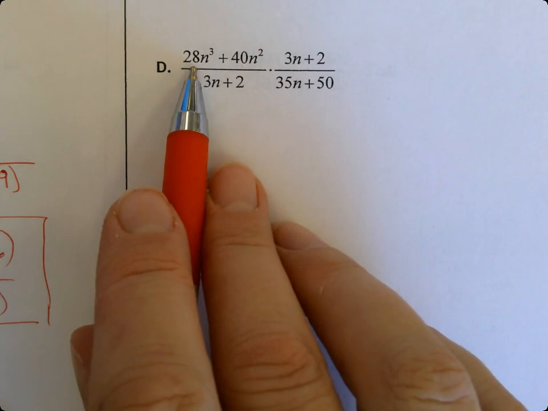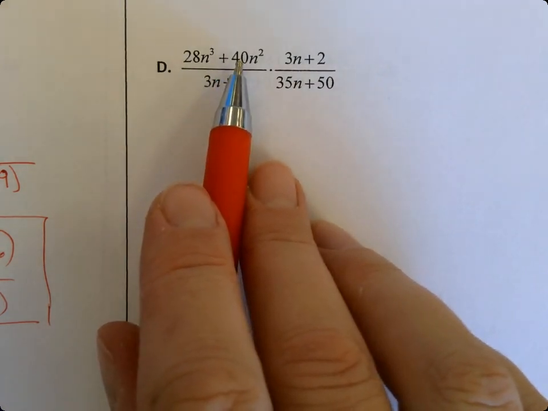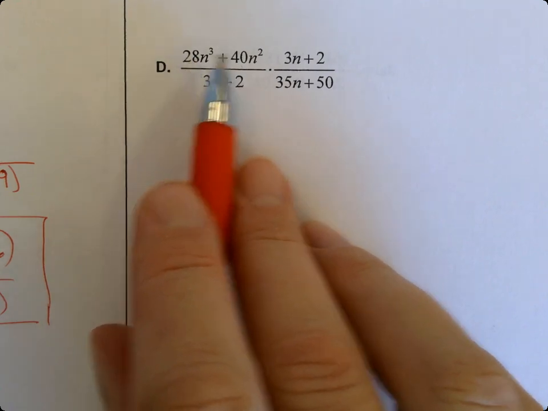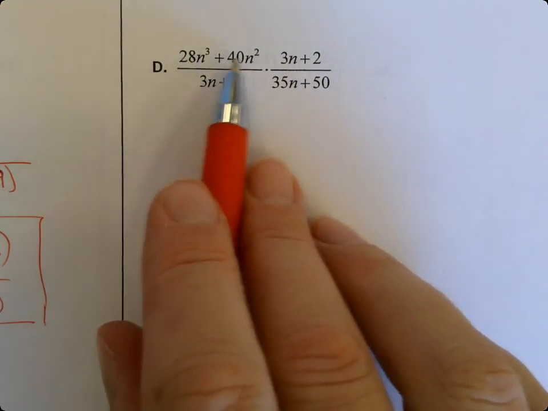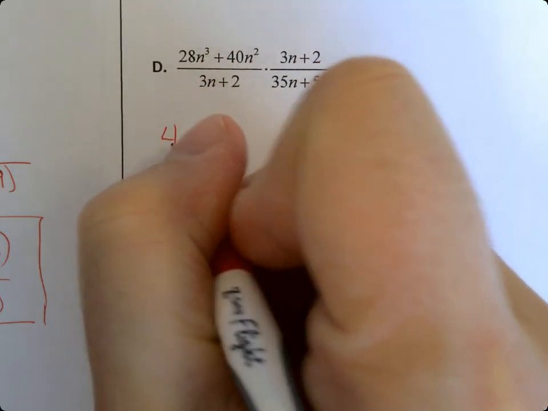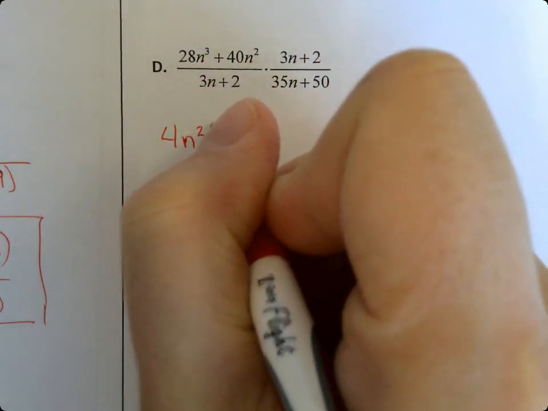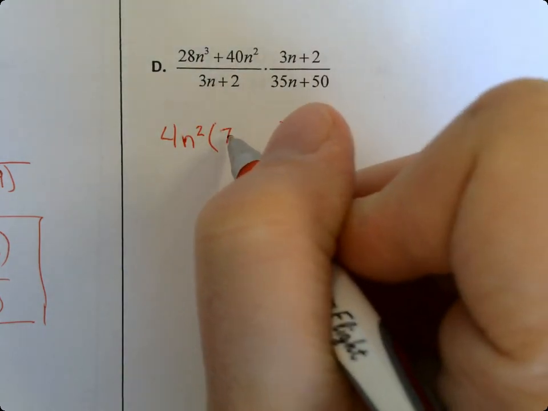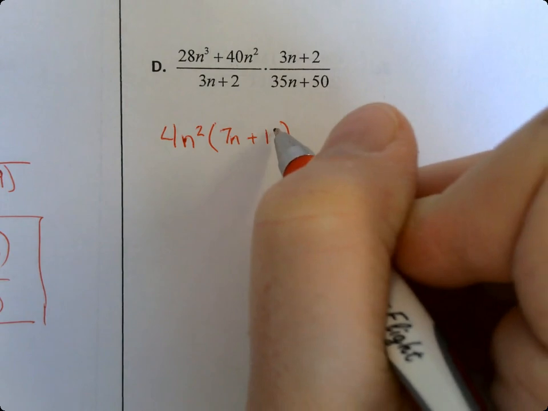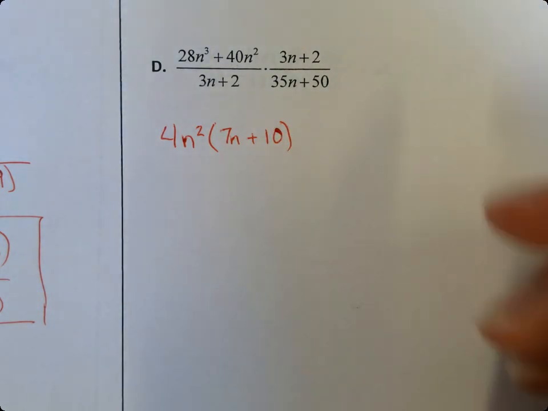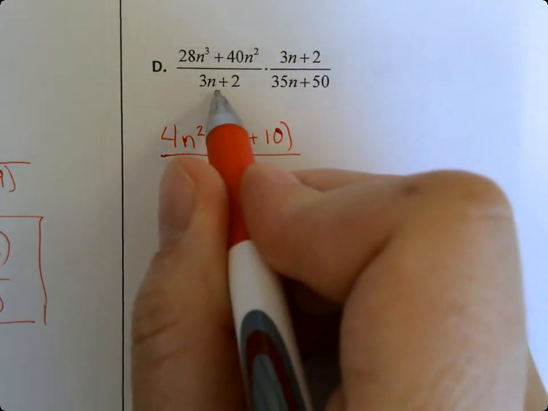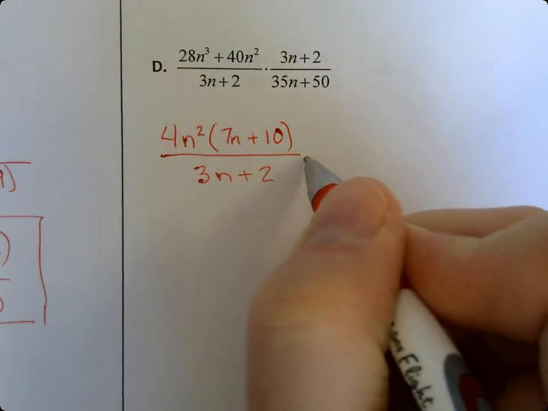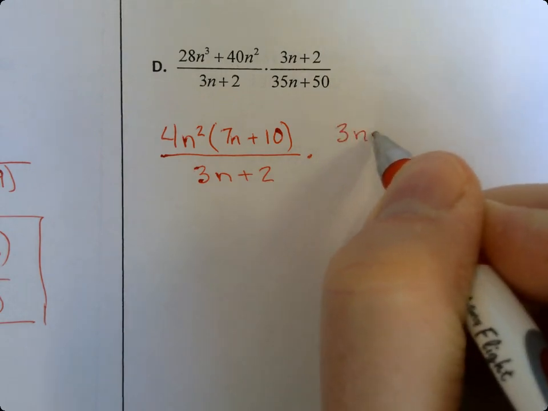You know how I said 7 goes into 28, but it doesn't go into 40? 7 times what's 28? 7 times 4. 4 is my factor. Now 14, but that doesn't work either. So I'm going to take out not just a 4, but a 4n squared. All right, what's left for my numerator? Wouldn't it be 7n plus 10? Are we good? Okay, can my denominator factor? No, so 3n plus 2. And up here, this doesn't factor, but that's okay.